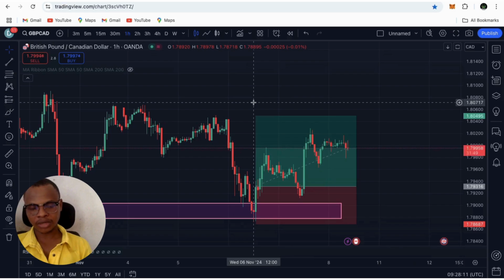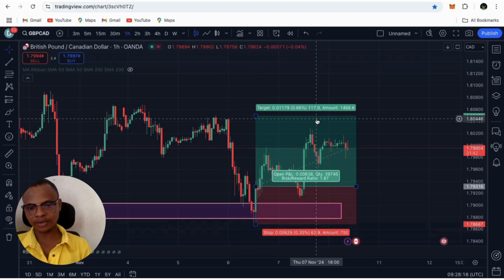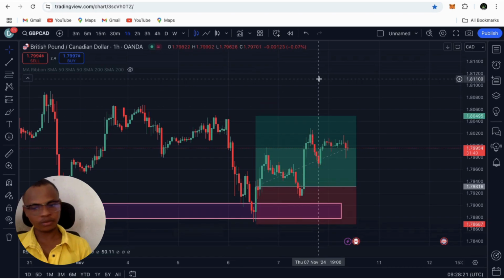Okay. So just like I told you guys, if you don't have liquidity and you're not ready to risk your money, don't just hold on. Once it gets very close to your tip, you just take your trade and move on to your next.